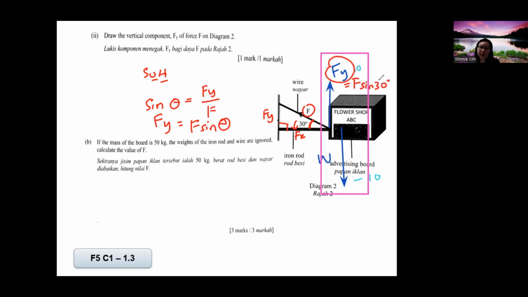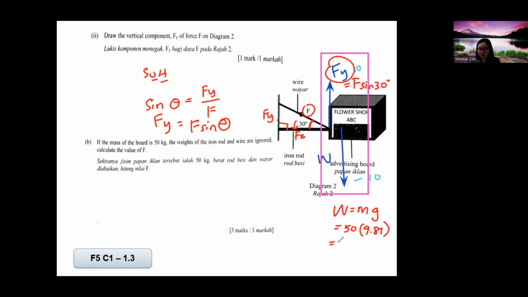Sine 30. Okay. So just now teacher already told you what is the relationship between your Fy and weight. For your understanding, how do you calculate weight? Weight is actually mg. So in this context, your mass is 50. Now g, if they didn't mention, that's why you need to use 9.81. So we calculate it out first.